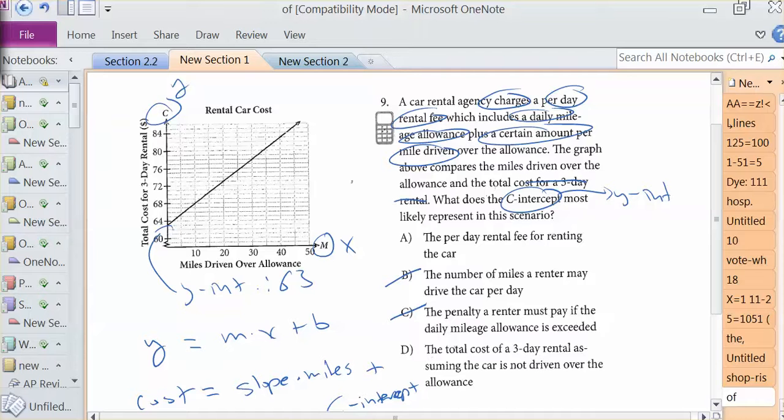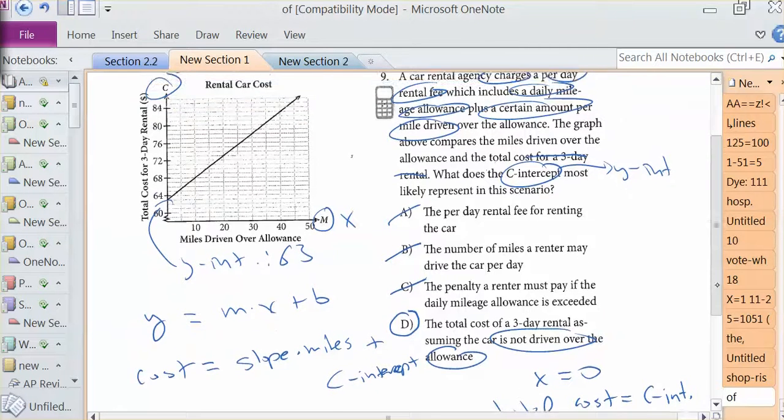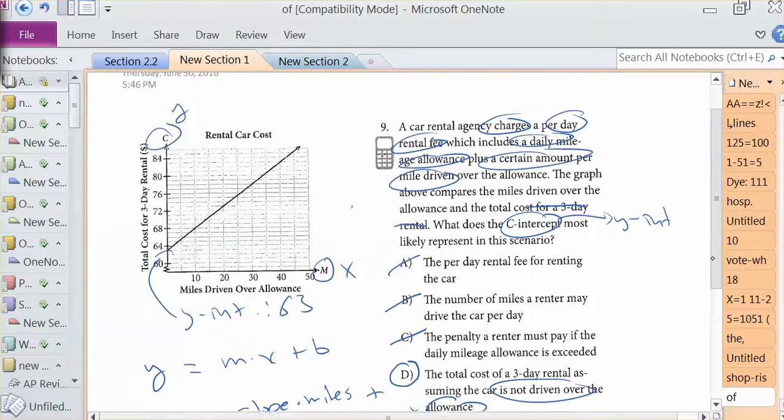But D is interesting because it says the total cost of a 3-day rental, assuming the car is not driven over the allowance. So, because it's not the per day rental fee for renting the car. So basically, if X were 0, you're not driving over the allowance. The total cost would be basically your c-intercept. So a bit of interpretation. These are a little strange, and we're going to have to spend a little more time on this.